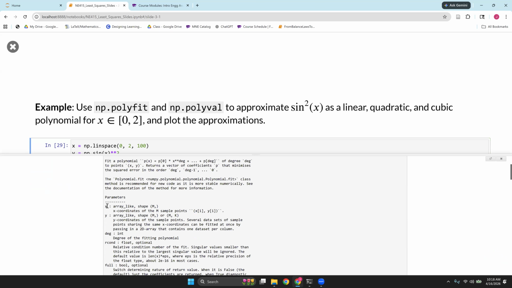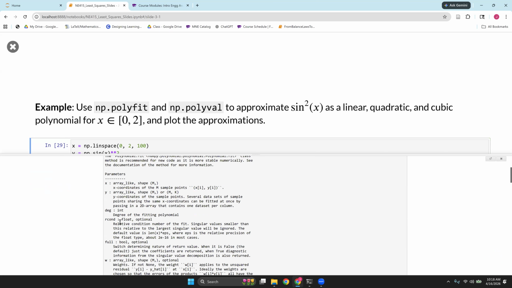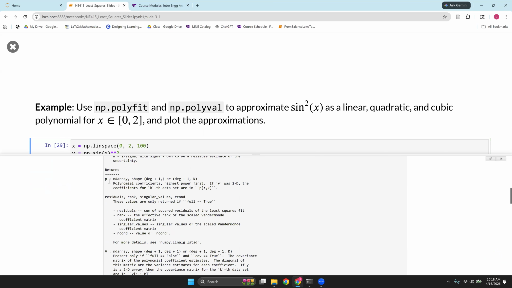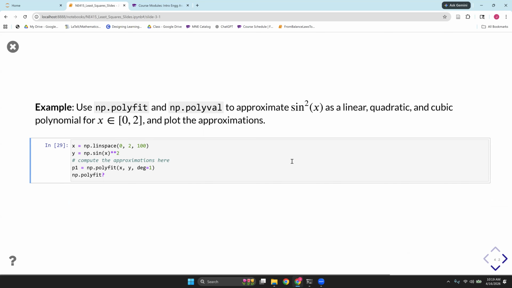and you give it x, you give it the y's, you give it the degrees, some other things if you want them, and then it returns p, which gives us the highest power first, which means the first element should be equal to the slope, right? Or the quadratic or the cubic term, depending on which power we're doing. So what we can do here is compute the polynomial coefficients for both the quadratic and the cubic. Okay. It'll do the same thing.